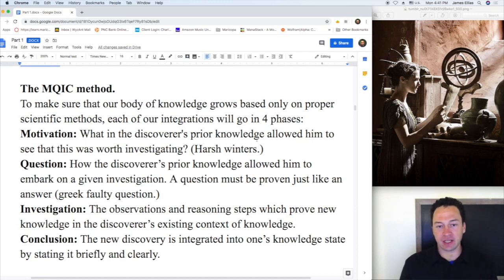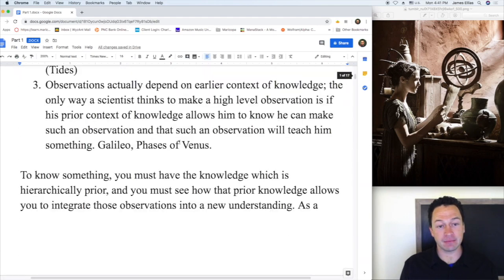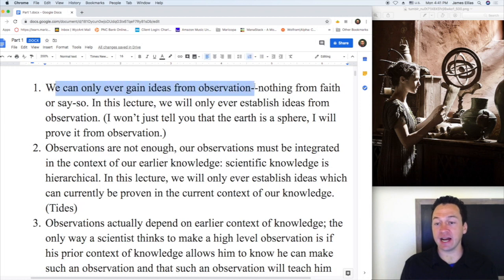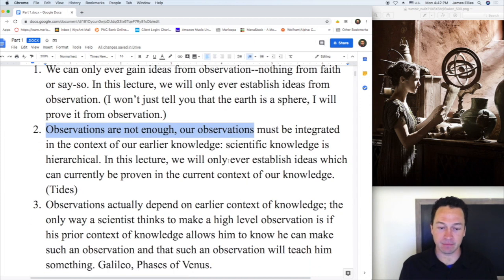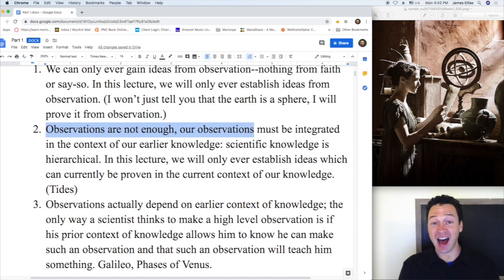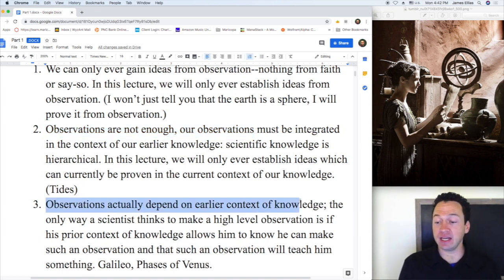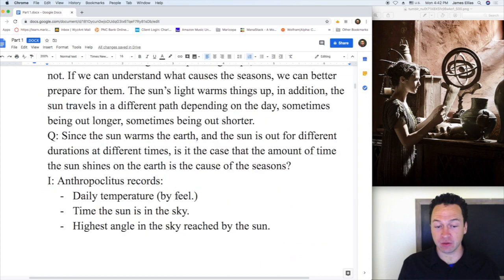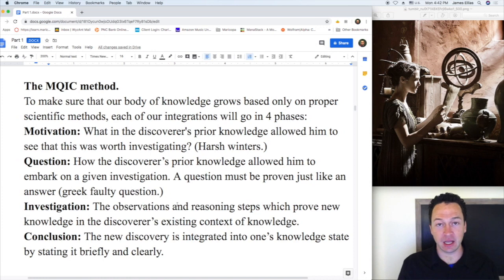In order to stick to those three rules I showed you above, remember our three rules. Let me show them to you again. Number one, you can only gain ideas from observation. Number two, your observations have to be integrated with your prior knowledge in order to come to a new conclusion. Knowledge is hierarchical, in other words. Each piece stacks on top of each other piece. And number three, observations actually depend on your prior context of knowledge. Okay?